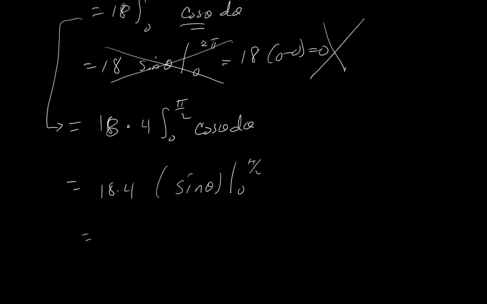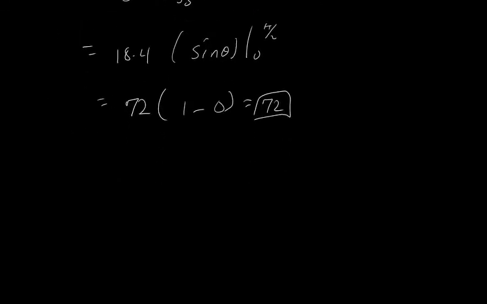So that's going to be 18 times 4, which is going to be 72 times sine of pi over 2 is 1, sine of 0 is 0, so this is equal to 72. Okay, so that's Green's theorem in a nutshell.